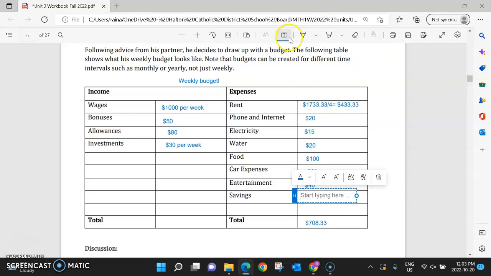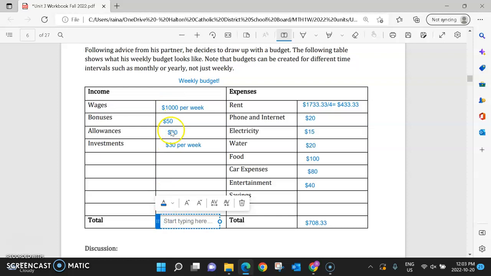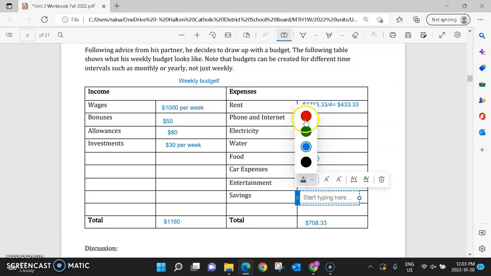Now, what are his savings? I need to calculate that by looking at his income. So I'm going to figure out my total here as well. His total income, if you add these up, you should get $1,160. Okay, in order to determine what his savings are, I'm going to subtract the two values. So it's $1,160 minus $708.33, and that's going to give him savings of $457.69.